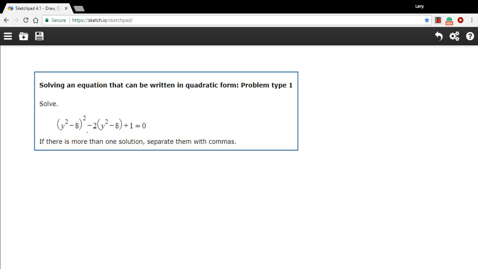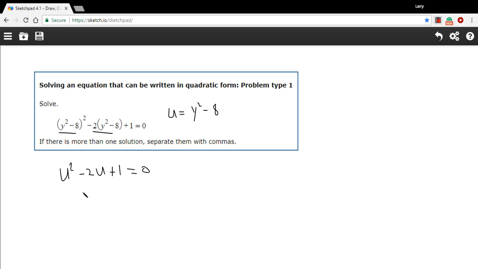So I think what I'm going to do to try to make this a little more clear is do something called u-substitution. And this is something when you get up into calculus, you'll use a form of u-substitution a lot. Basically, what we're going to say is that y squared minus 8 is u. And we're going to rewrite this with u in place of y squared minus 8. So that would make this part u squared. And this part right here minus 2u, and then we have our plus 1, and then equals 0.